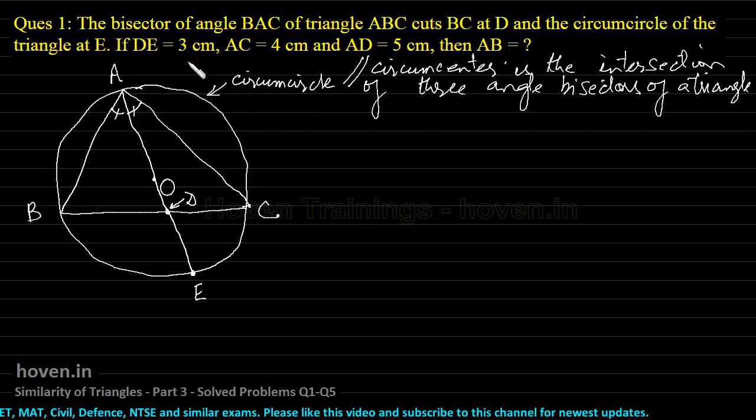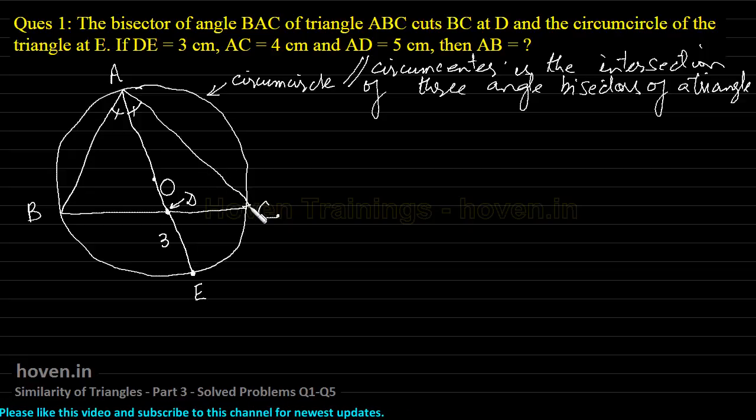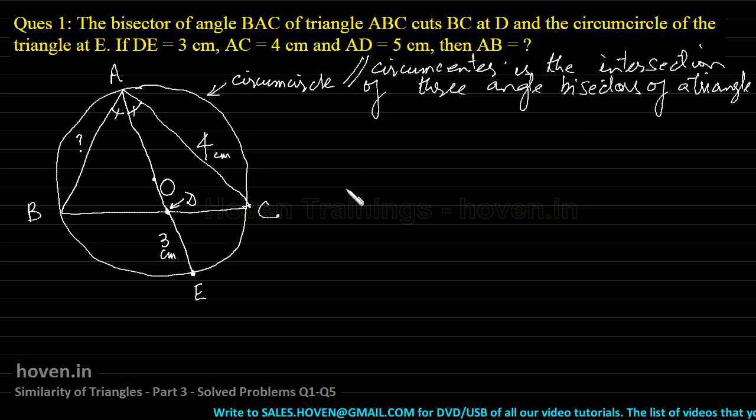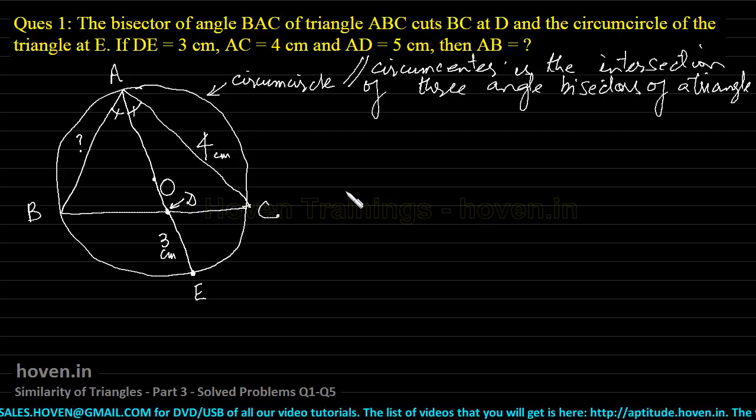If DE is 3 cm, so DE is given as 3, we will label it as 3 here, and AC has been given as 4, AC equal to 4, let us mark it as 4 cm. AD is equal to 5, this A to D is given as 5, then we have to find out the length of this AB. This question will now be solved by the step-by-step deductions that we have already mastered while we were proving the various theorems on similarity, and I told you at that time that logical deduction is very much helpful. If you study the proofs carefully, you will be able to solve most of the questions in your exams. And now we have met a question that actually needs us to do logical deduction.